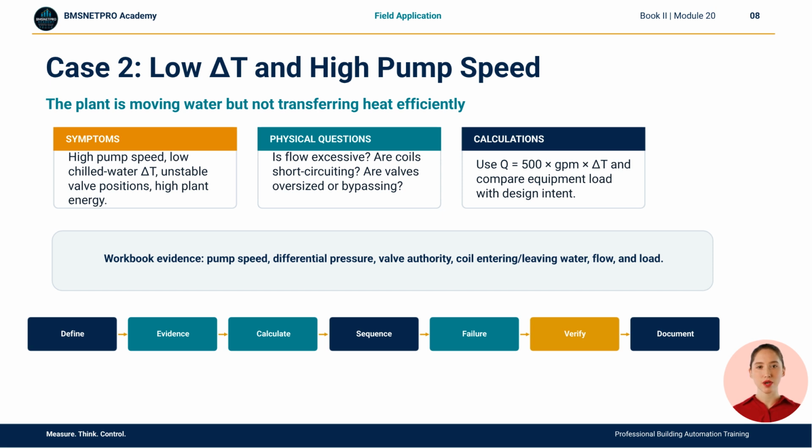The calculation Q equals 500 times GPM times delta T gives a practical check, but the calculation is only useful if the flow and temperatures are credible. This case trains the learner to connect hydronic physics, valve authority, differential pressure reset, and plant energy before making a control change.